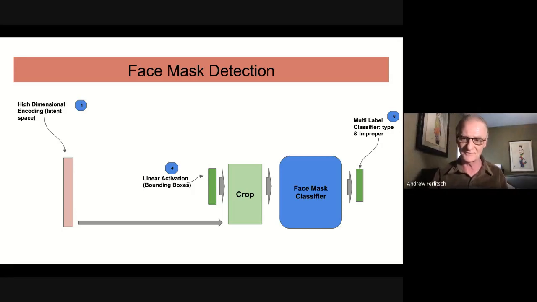We're going to say what type of face mask it is. Is it an N95, surgical, and so forth? And then also an indication whether it's been properly worn or not. One could argue that really is a binary classification. So you might see this as a multi-class classifier plus a binary classifier.